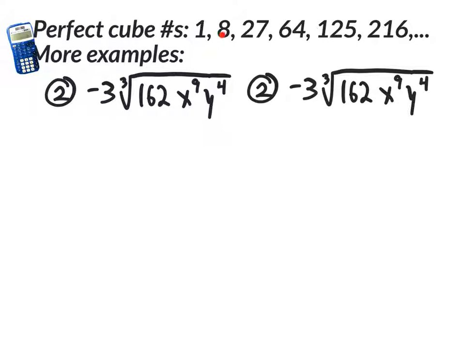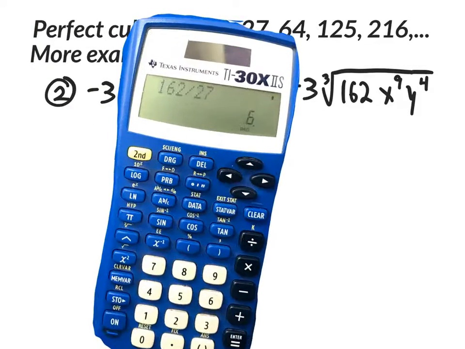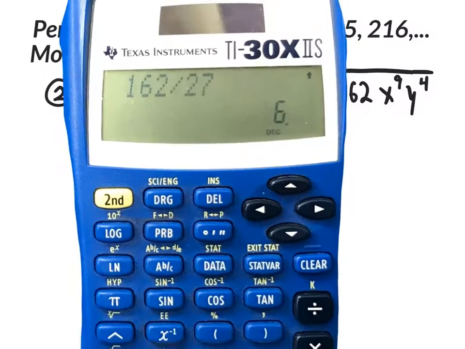You could say 2 cubed is 8, 3 cubed is 27 with the calculator, 4 cubed is 64, and so on and so on. Now 162 is not a perfect cube number. What you want to do is rewrite it with multiplication so you could get one of these perfect cube numbers. So what to do is to take 162 with the calculator and divide it by one of these. 162 divided by 8, it might work. 162 divided by 27. And as you can see, I did it on my calculator. 162 divided by 27 is 6.